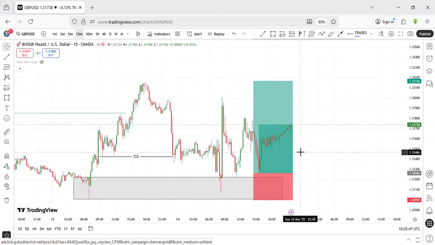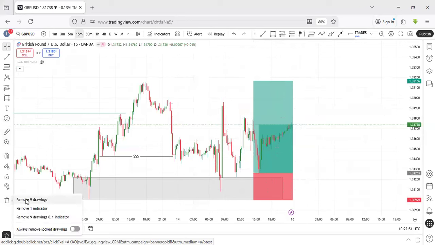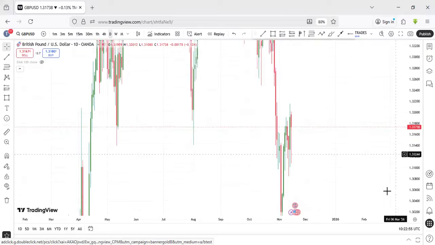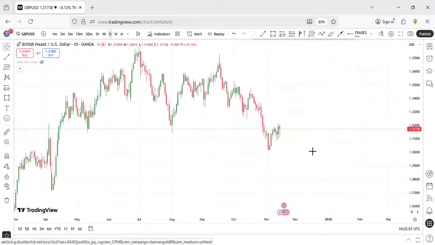So what are we expecting on GBP USD currently? Now let's clear our chart. Now let's go to the daily time frame. As you can see, GBP USD, as a matter of fact, I spoke about GBP USD when the market was still here. I explained all the reasons why the market will go up to clear this equal high.